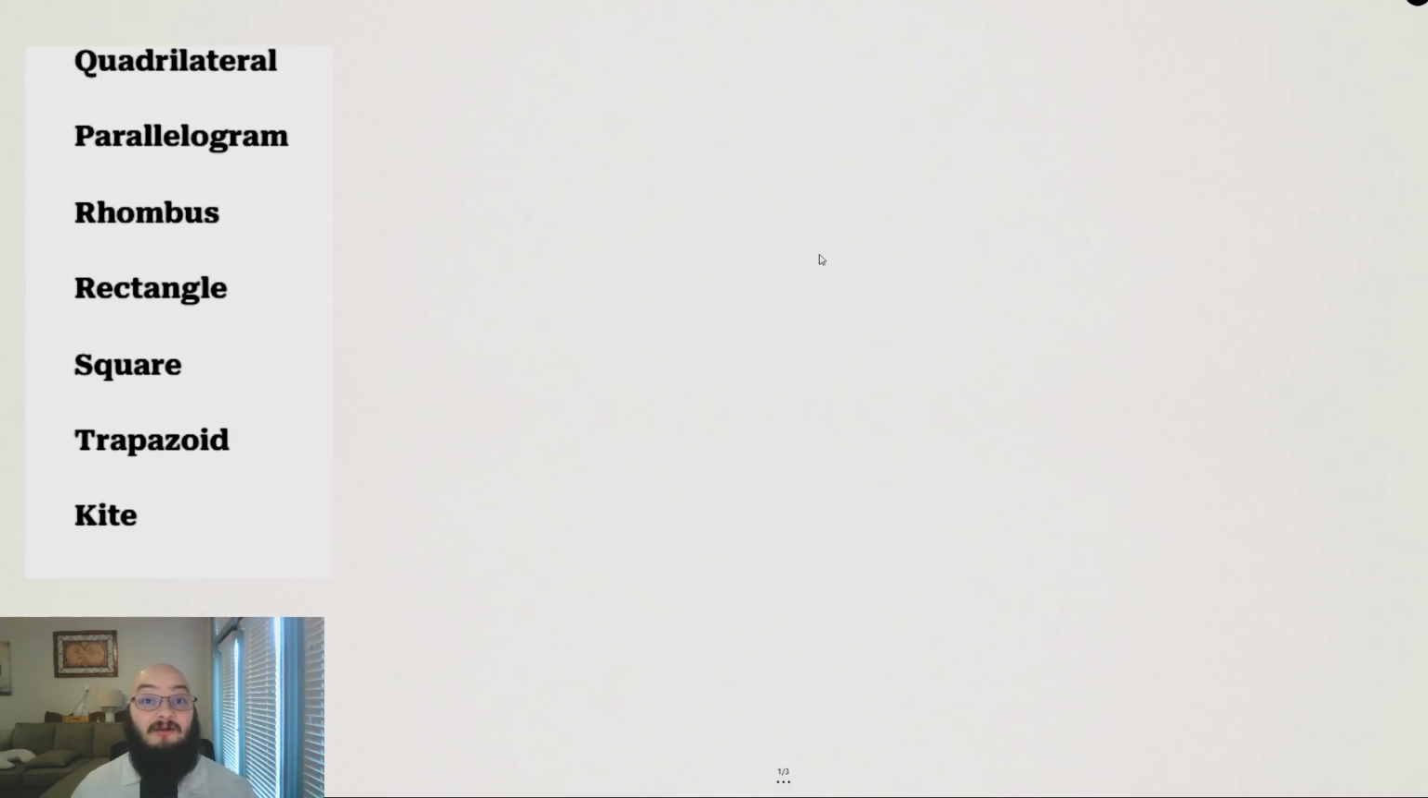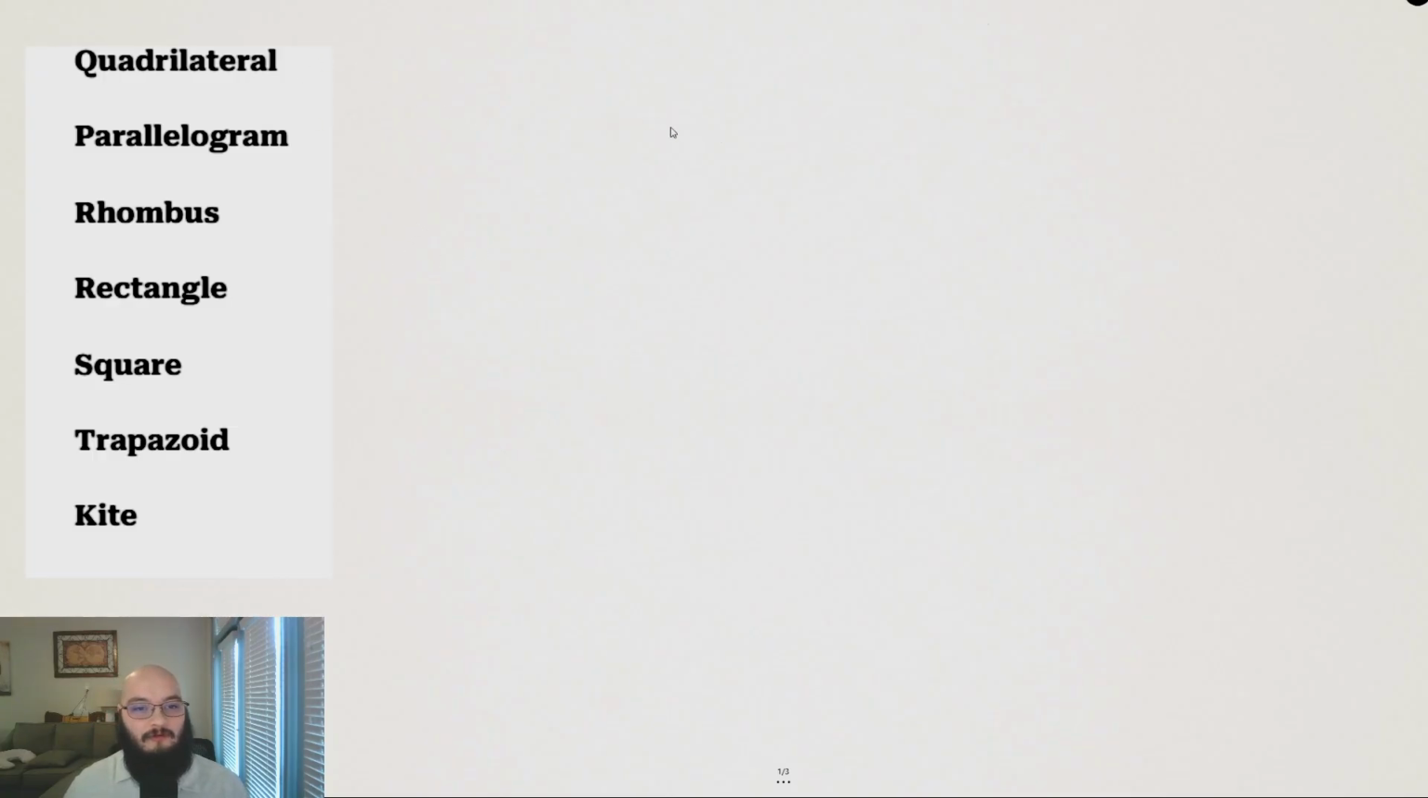Let's talk about classifying quadrilaterals. So quadrilaterals go by a whole bunch of different names. You have parallelograms, rhombuses, rectangles, squares, trapezoids, kites. What is the definition of each of these? How do I classify a quadrilateral into one of these categories?